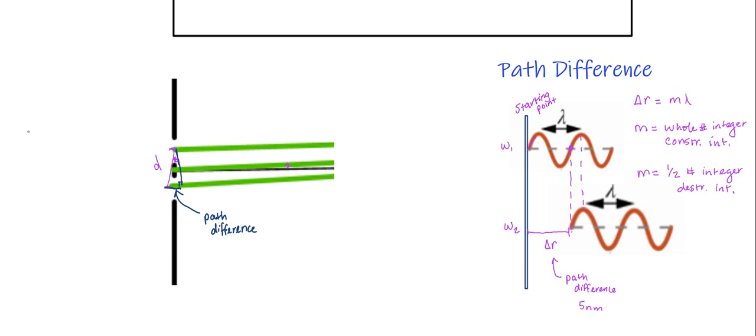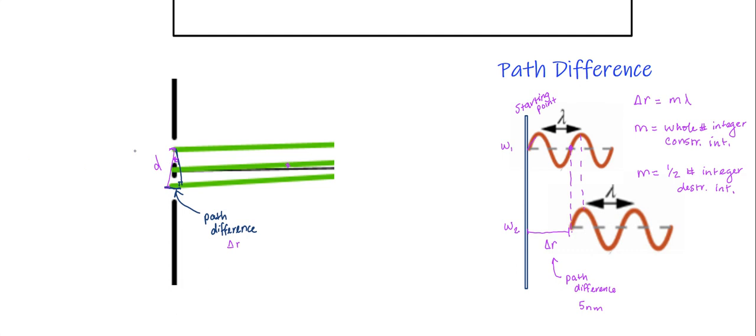Now what I'm going to write here is that the path difference, which is delta R, that's the difference between when one starts and the other one, where they would line up. So that's why it's a perpendicular line between the two. That distance right there, if it occurs in a whole number integer, then we'll have constructive interference.